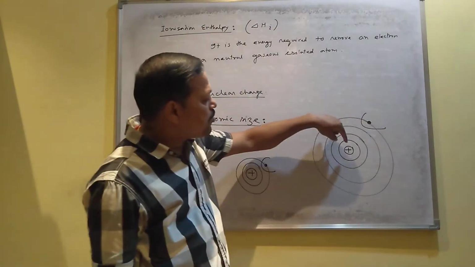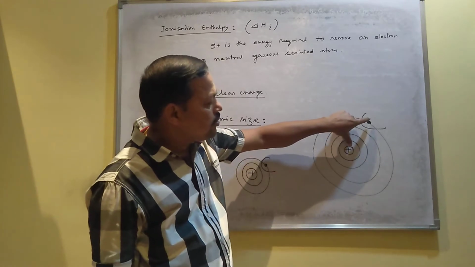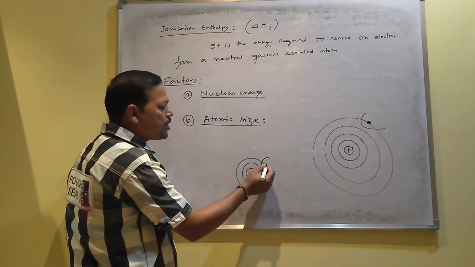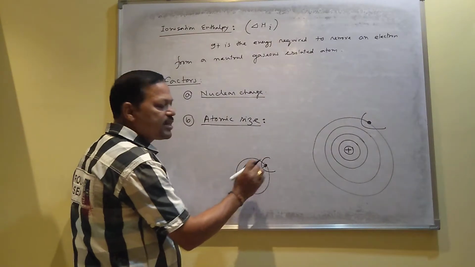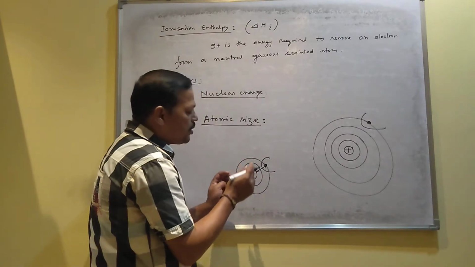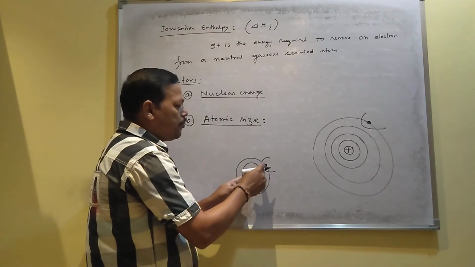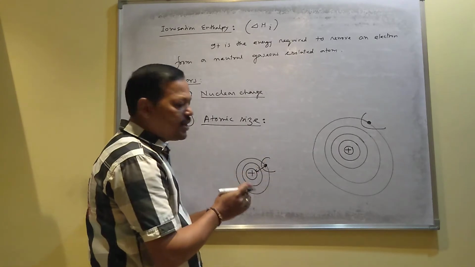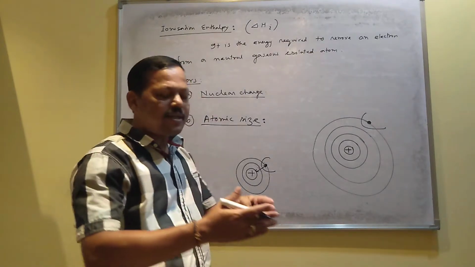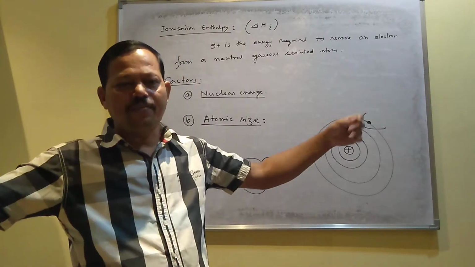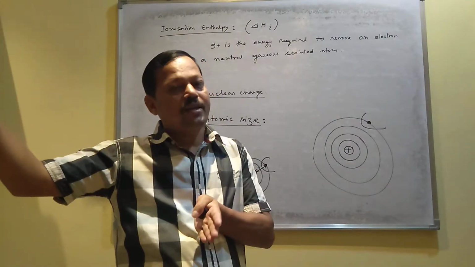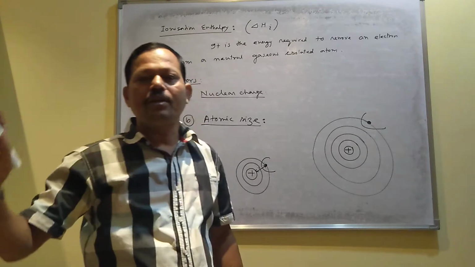You know, as the distance from the nucleus to the outermost cell increases, the force of attraction decreases. Here the force of attraction will be more because the distance is less. So as the size of the atom decreases, the force of attraction between the valence electron and the nucleus increases. That is why it requires more energy. But as the size of the atom goes on increasing, the valence shell electron is far away from the nucleus. That is why attraction decreases, so you can remove it easily.